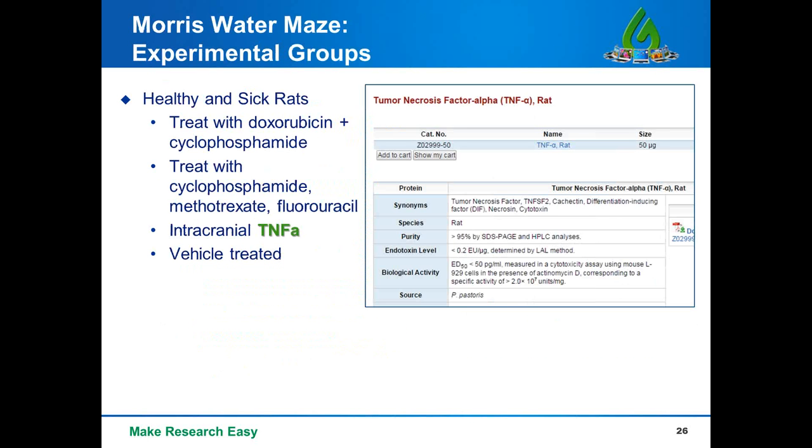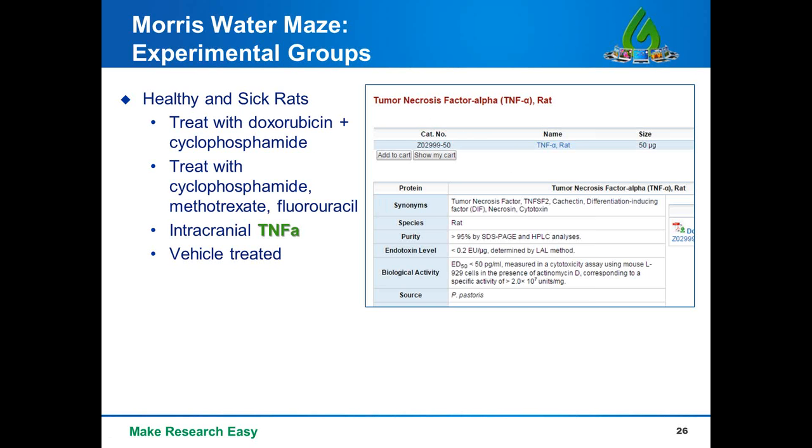So we're going to use this Morris water maze in our experimental groups. This time, we can treat the healthy and sick rats with the same treatments as before, so the AC and the CMF. We're also going to treat them intracranially with TNF-alpha, recombinant TNF-alpha that's made from GenScript's catalog. And we'll also have some vehicle-treated rats. One of GenScript's main product lines is recombinant proteins, including recombinant cytokines, and I'll show you how to get to those on our website as well.